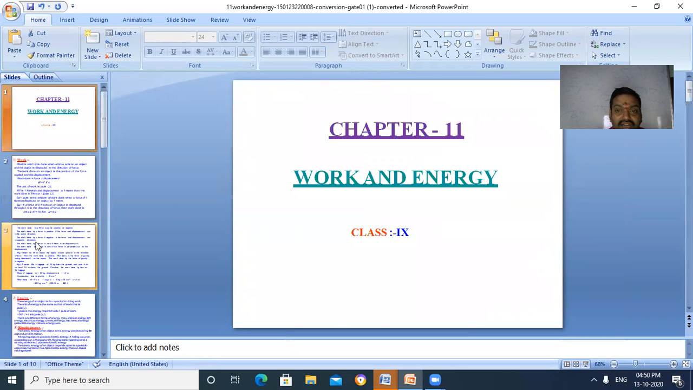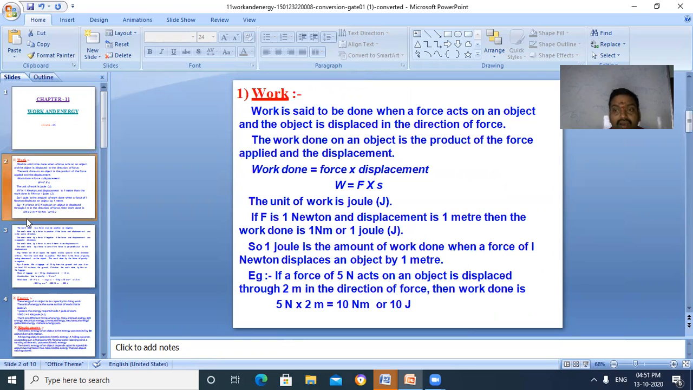So let us have a small look at the basics on energy, prior to which we study work. So the first and foremost thing is work.